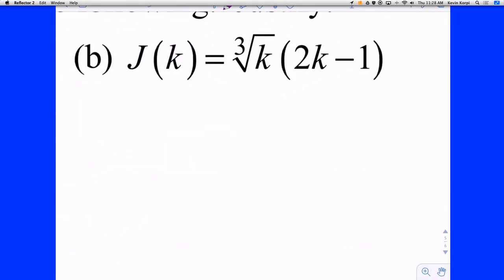All right, letter B, j of x. The function's name is j. The independent variable is still k. I said x, but it's k. In fact, do you want to just call it x so that we don't get confused? Will that work? Sure, let's do it. Let's just write it down as x. What's the domain of j?